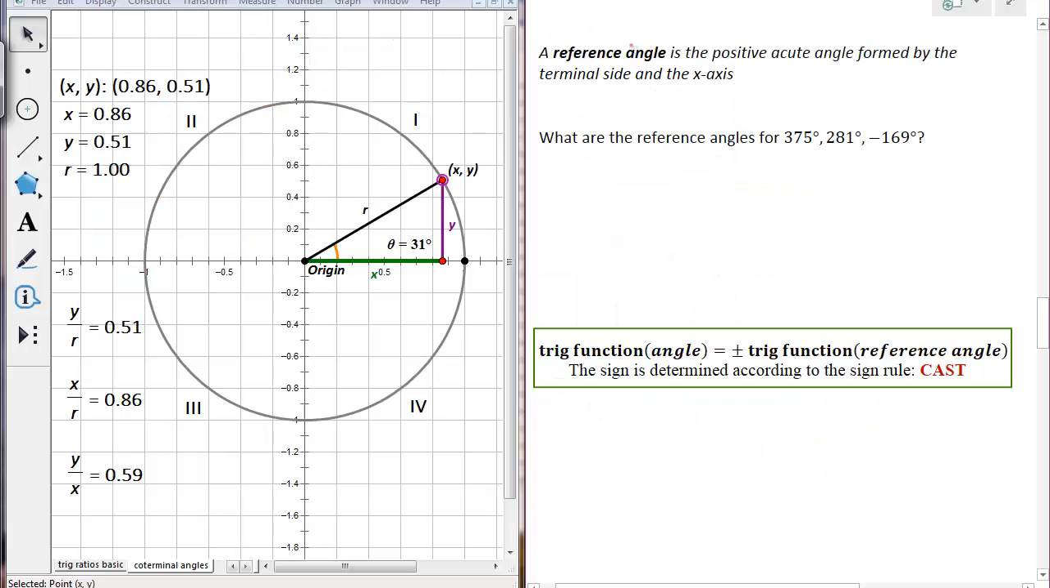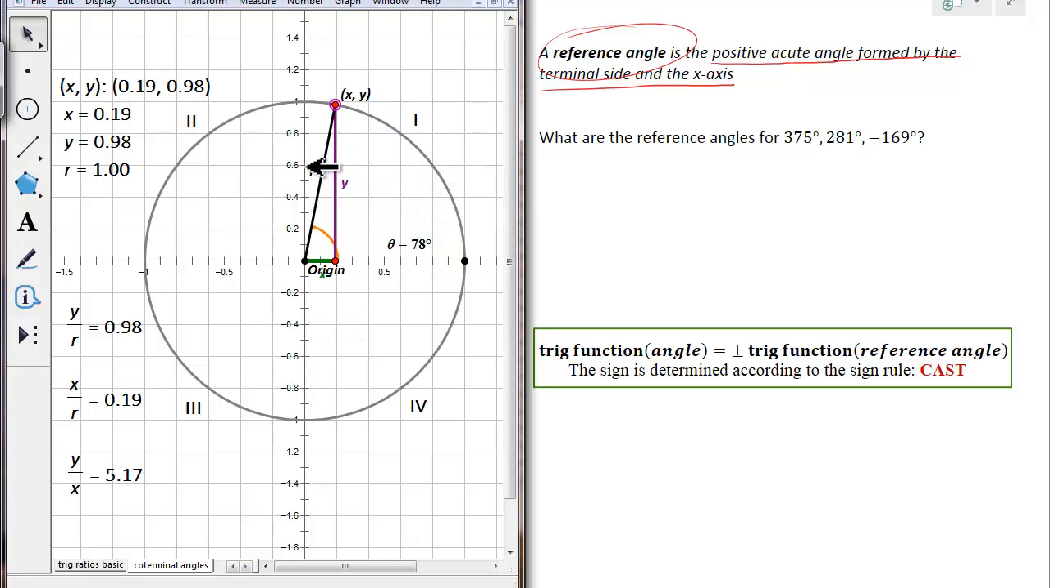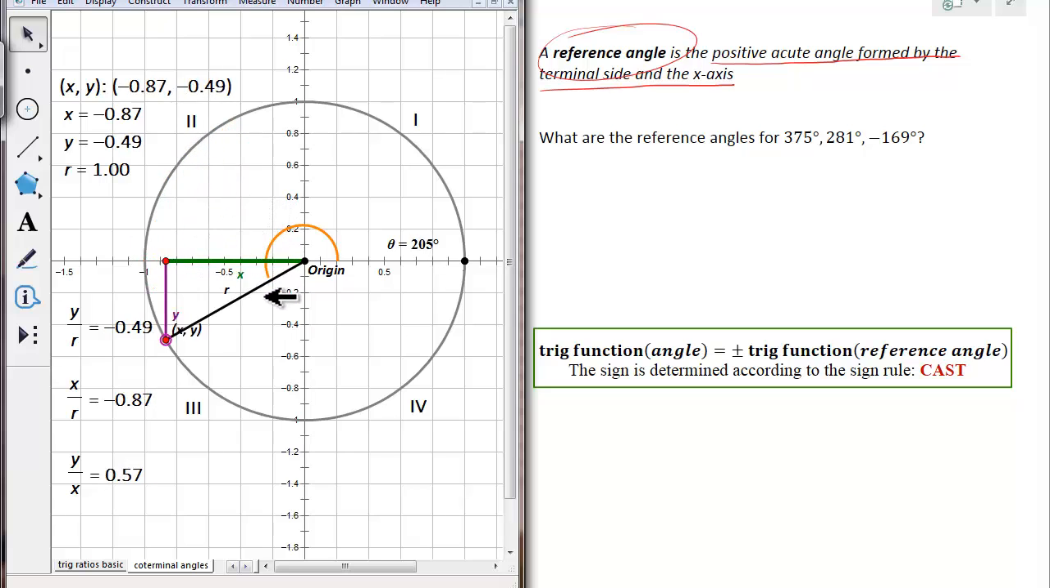So the next super important thing to note is a reference angle. And the reference angle is the positive acute angle formed by the terminal side and the x-axis. Meaning, if we look back at our graph, notice how this angle here that's measured can get really big.